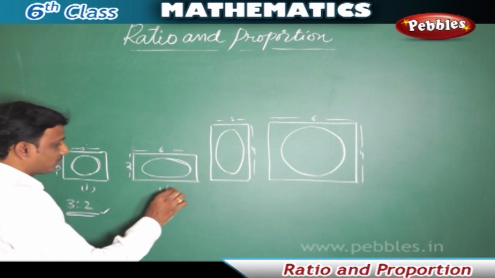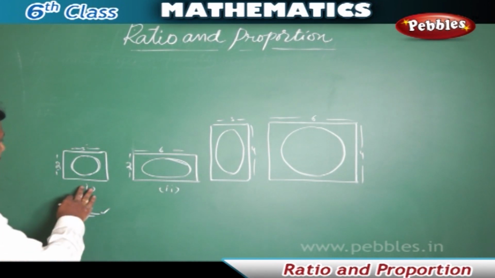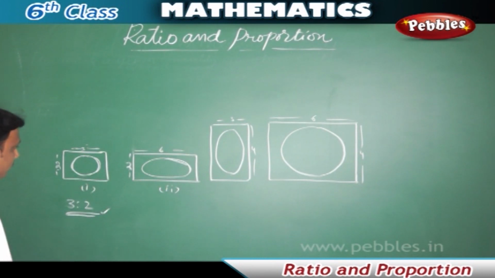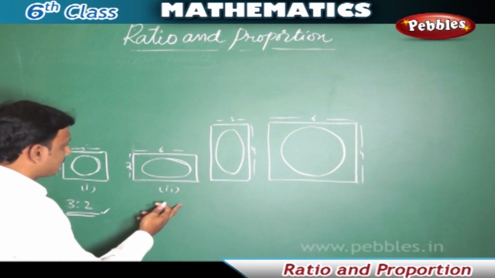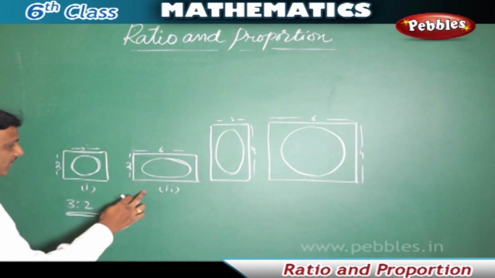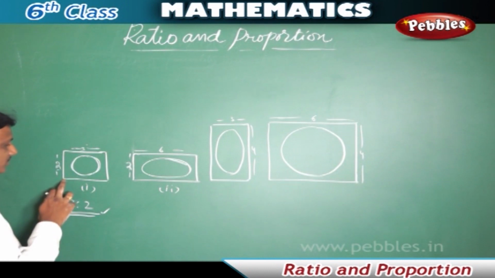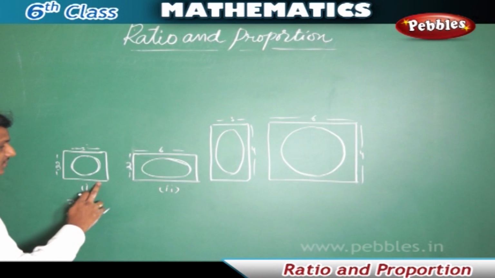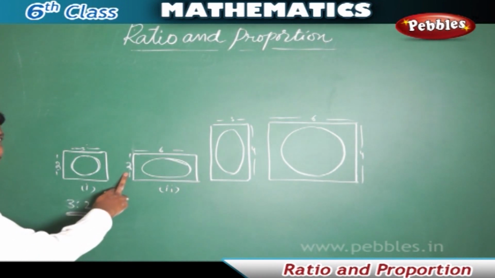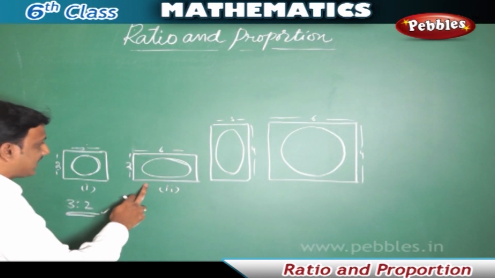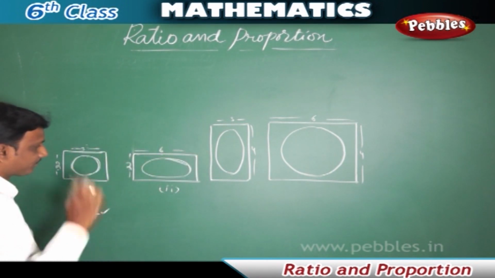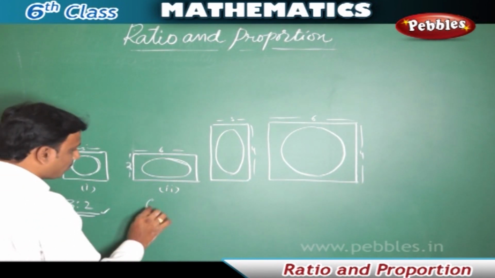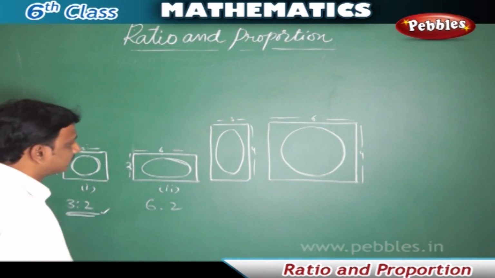Come to the second picture. The first picture is stretched. So what happened here? The size of the picture is changed. What change do you find? The height of the picture is 2 in the first picture and even 2 in the second picture. There is no change. But the length of the picture is changed to 6, that is stretched. So here the ratio is 6 is to 2.